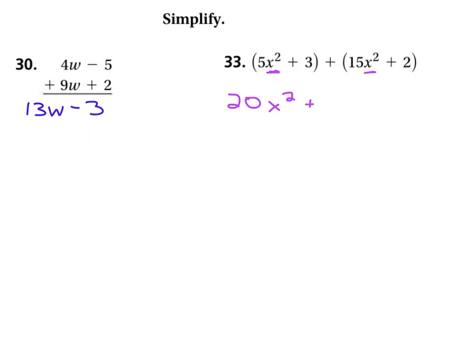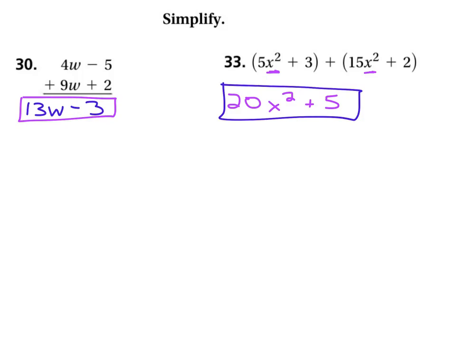Okay? And then we don't have any x terms, we just have the constants. We have 3 on the left-hand binomial and 2 on the right-hand binomial. And 3 plus 2 is 5. And that's what you get. So that is our answer for 30. That is our answer for 33. Easy peasy.